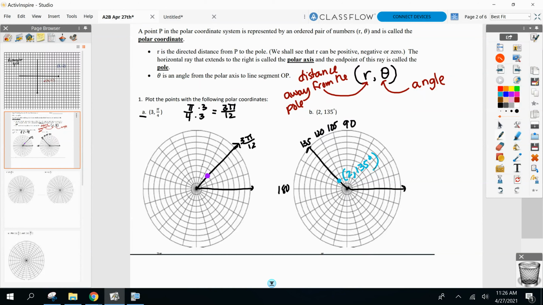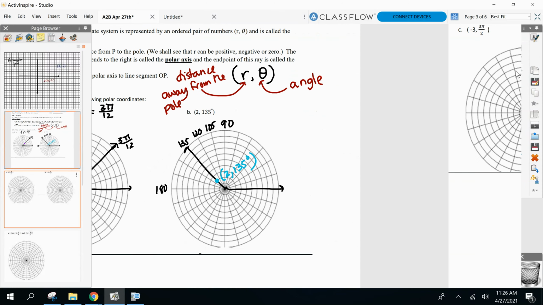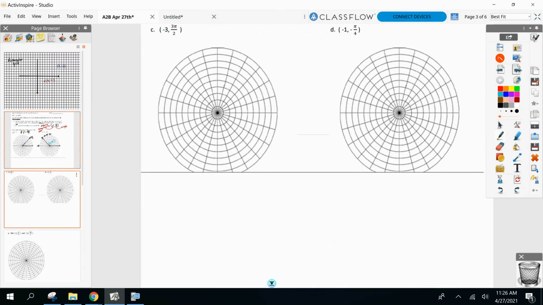Okay, now we do come to something slightly different. So as we go, everyone ready? Go into letter C here. What's different about C? Negative R value, and that will make a difference now. When the R value is negative, we do have to do something different. But all right, let's find out where 3 pi over 2 is.